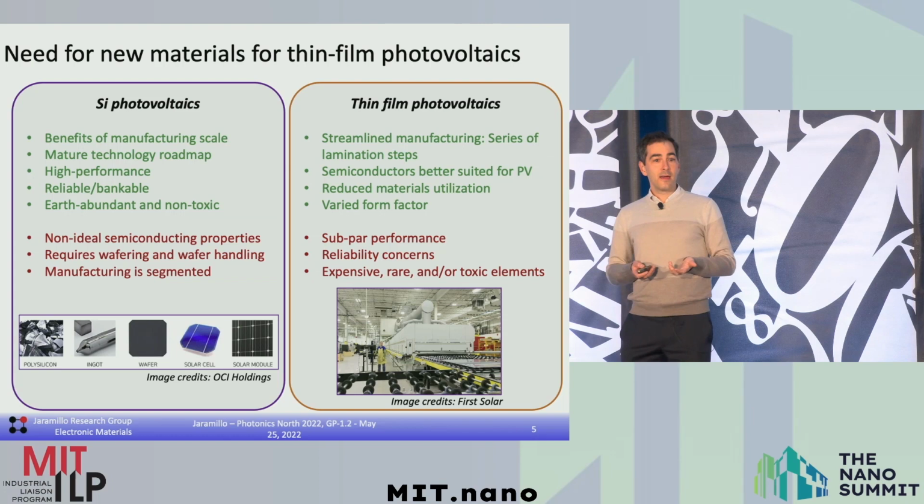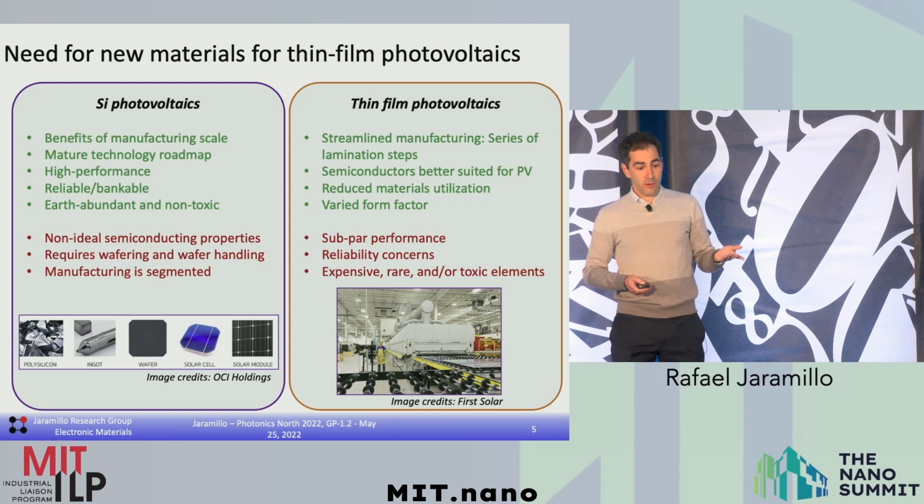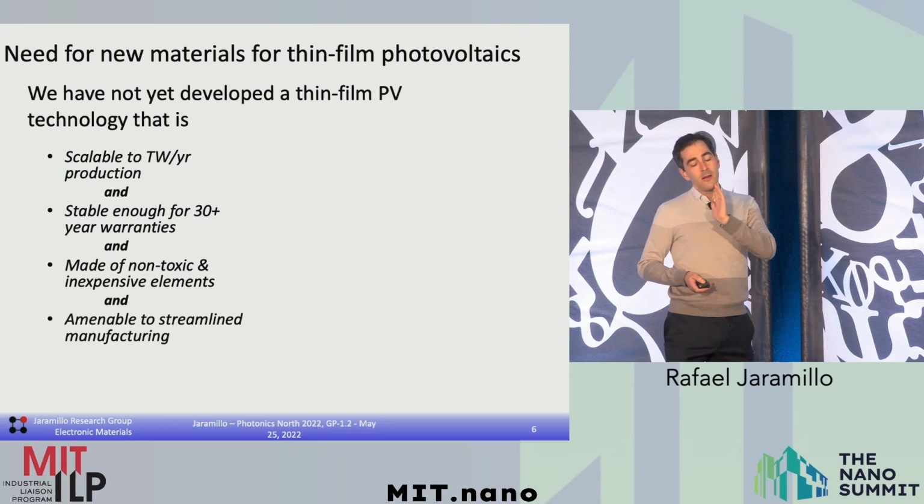That said, from the manufacturing perspective, if you look at what First Solar has done, it looks like something out of a Dr. Seuss book, right? It's right on the back end of a float glass factory. The glass comes in one end of the machine, and a solar cell comes out the other end, because it's a series of lamination steps. So that still remains the dream. We have not yet developed a thin film technology that's scalable, stable, made of nice things, and amenable to streamlined manufacturing and high performance.